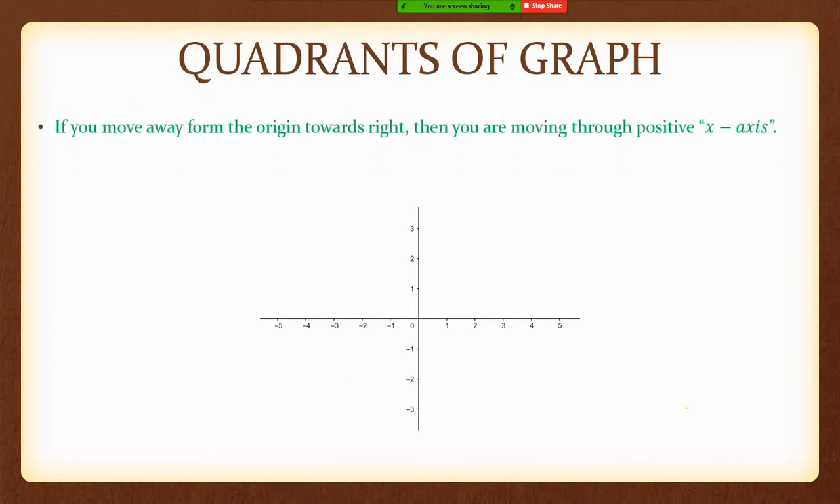Now moving ahead. If you move away from the origin towards right, then we are moving through positive x-axis. It means whatever the value we write on the right side of the origin, it must lie on the positive x-axis. Like this is your positive x-axis.